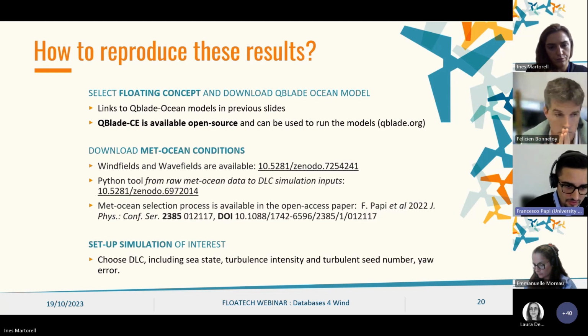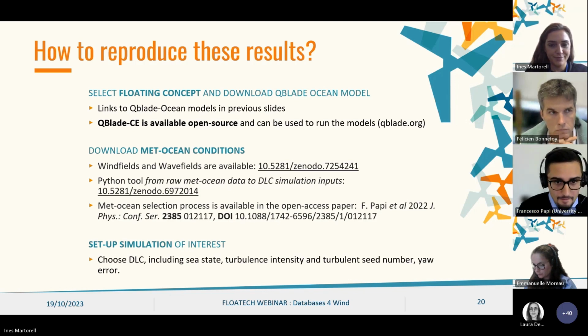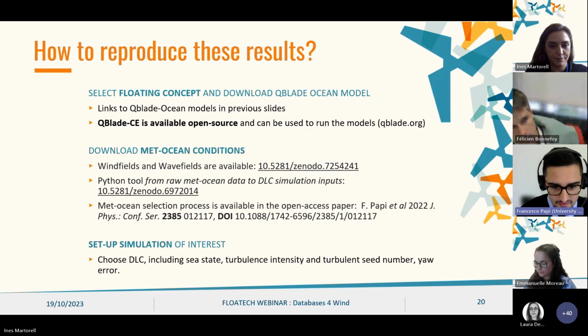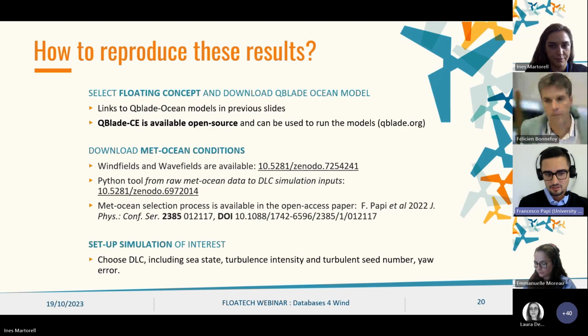So once you have your model and your input conditions, all you need to do is choose which conditions to simulate, including the sea state, and other variables that do not depend on the long-term representation of the site, such as turbulence intensity, turbulent seed number, and yaw error. And you should be set to go reproducing our results. I think with this, I have concluded. I hope I gave you a pretty comprehensive rundown of the data set, and I look forward to any questions during the Q&A.